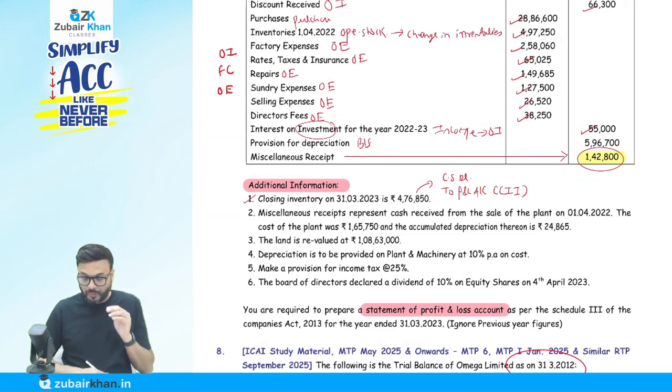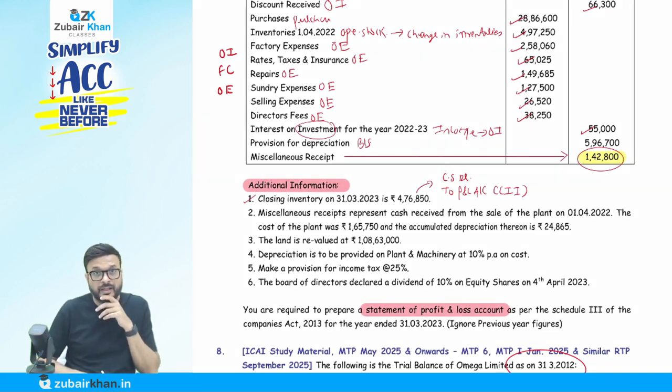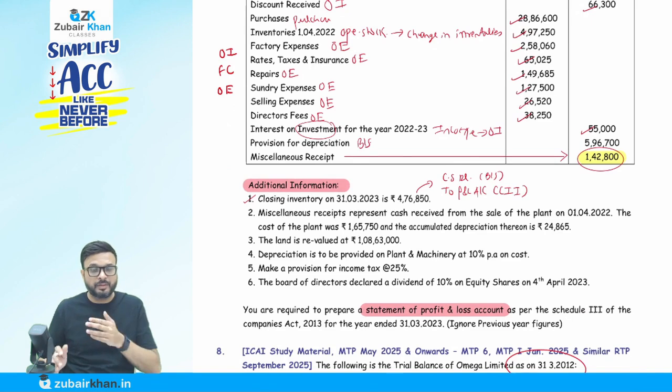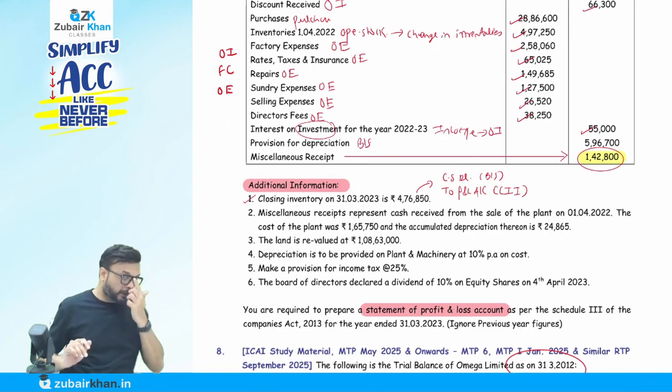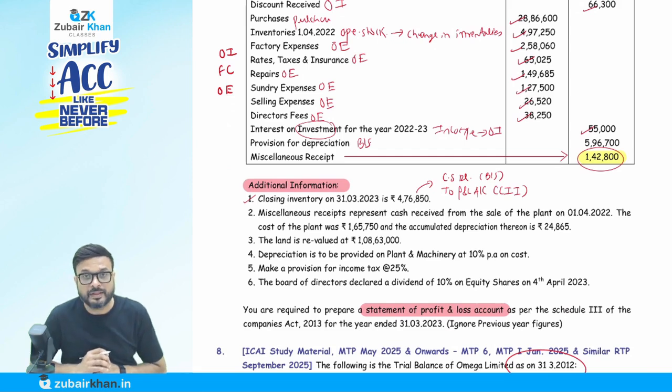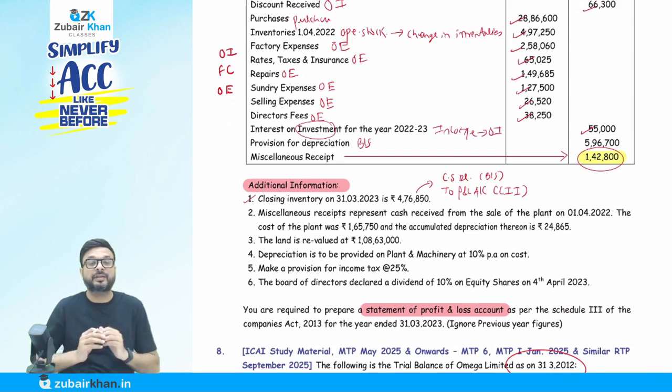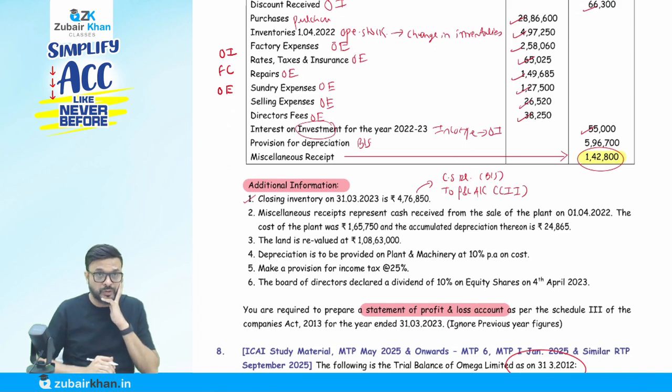So here, 4,76,850. This is the closing stock that we have. Closing stock, we write down in the balance sheet. We are not preparing the balance sheet here, so obviously we will not write it. Now we have here 4,76,850, which is the closing stock that we have.